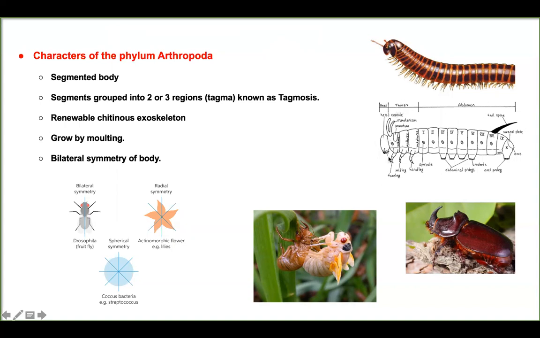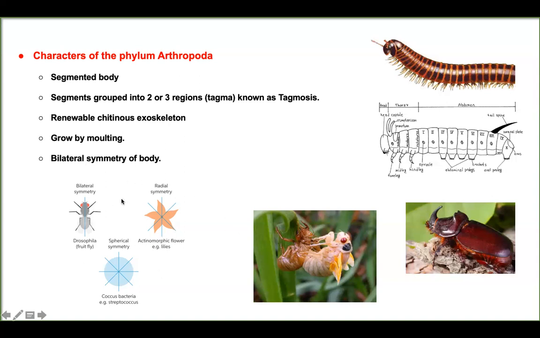The head has 6 segments, whereas the thorax has 3 segments, that is prothorax, mesothorax, and metathorax, and the abdominal segments vary between 6 to 11. Then they have a renewable chitinous exoskeleton. They grow by molting, so their chitinous exoskeleton is renewed at every molting. And they have bilateral symmetry.